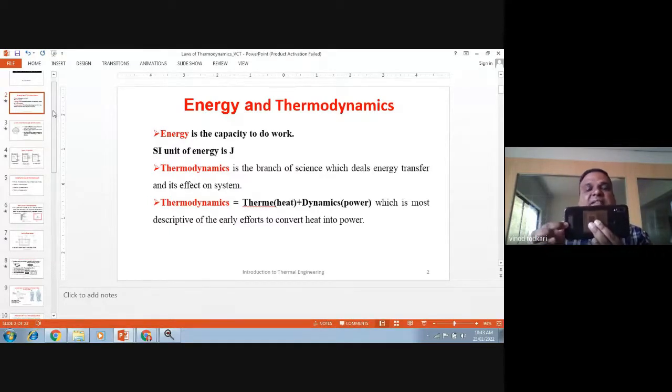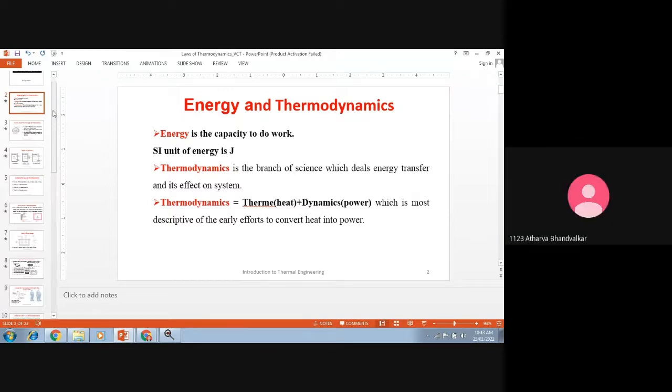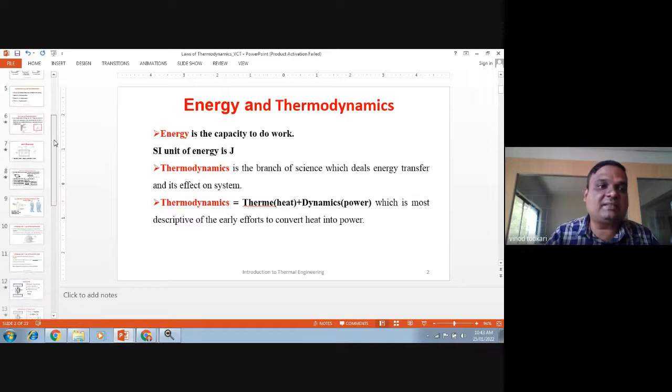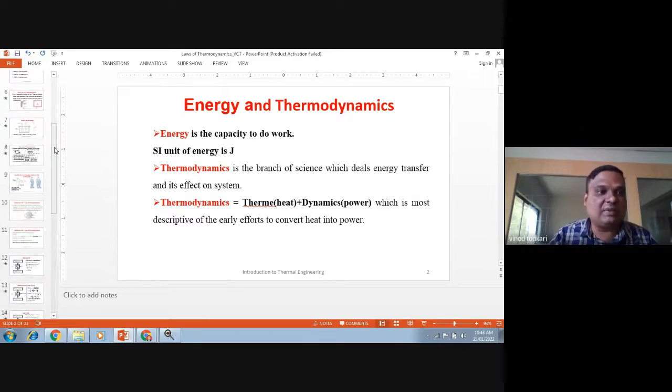But if the temperature at this point is, let's say, 35 and the temperature at this point is 25, what will happen? Heat will flow from this point to this point. So we cannot say that the system is in thermal equilibrium. I believe that this concept is clear to you.